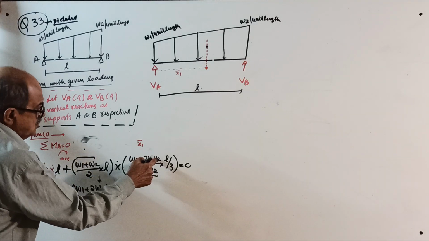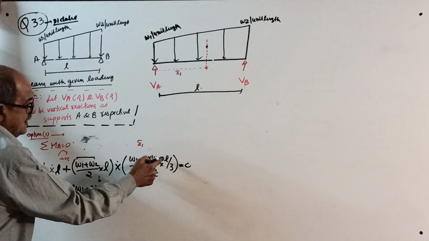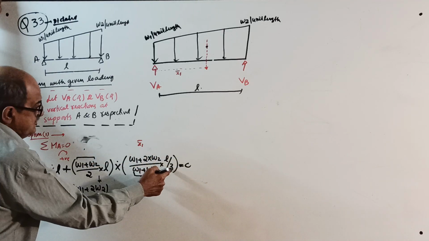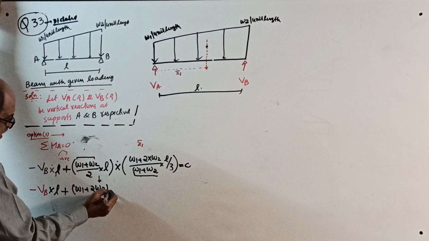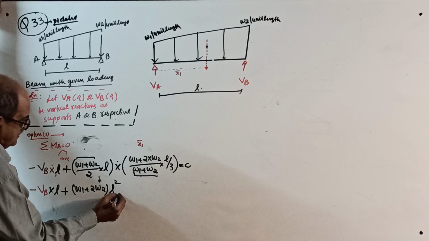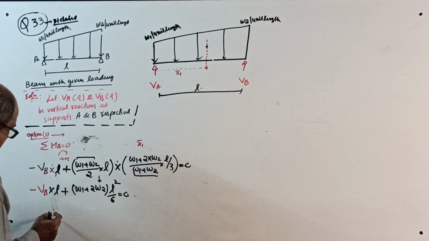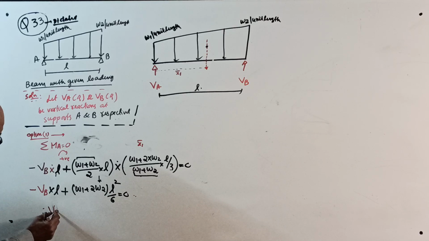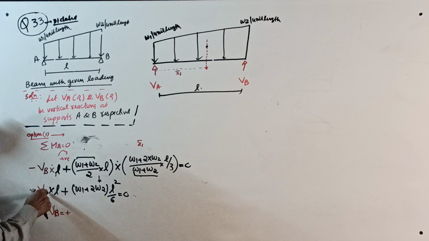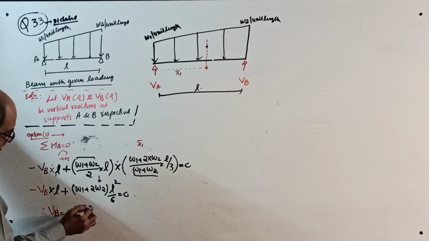W1 plus 2W2 into L will give L square. 3 into 2 is 6 into L square by 6 equal to 0. Therefore, I will write here, your VB will come plus, because other side, W1 plus 2, red color I will write answer.